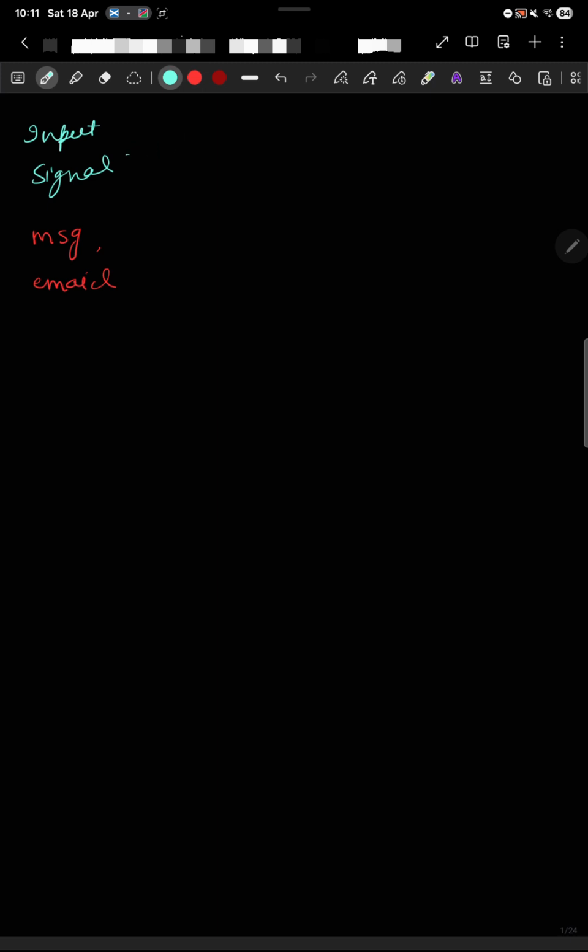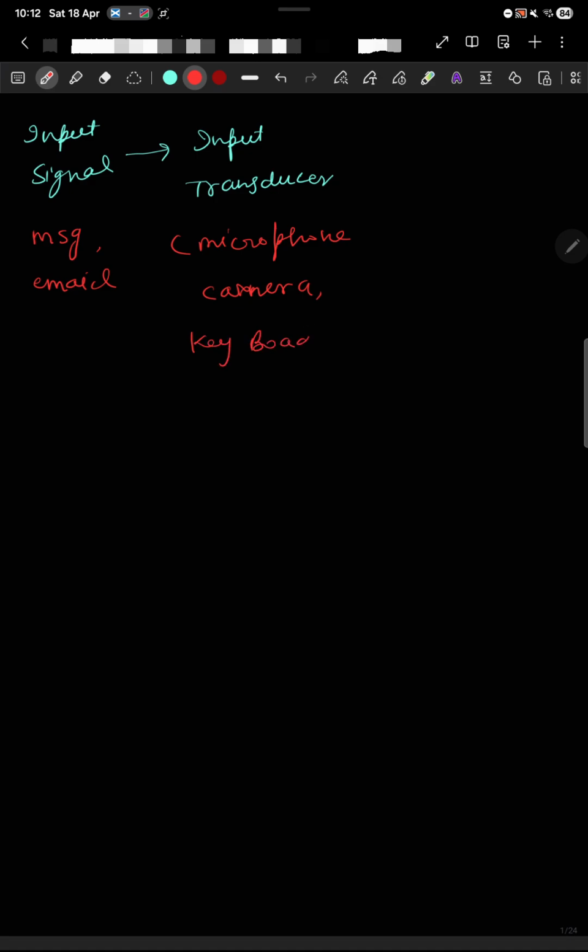Now, this input signal goes to input transducer, which can be a microphone, any camera, or any keyboard that we are using to type our message. Now, this message goes to transmitter.